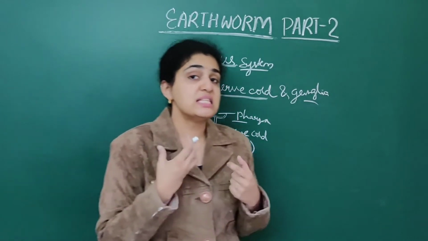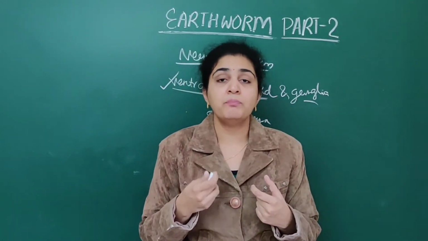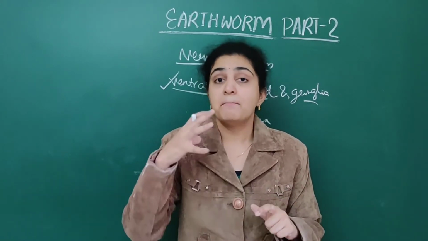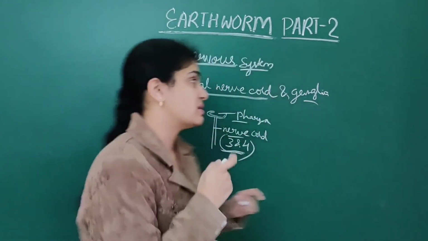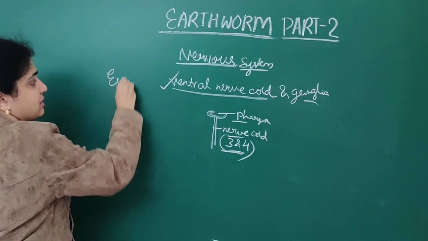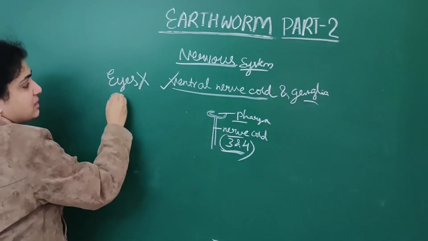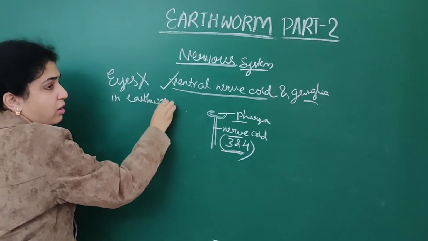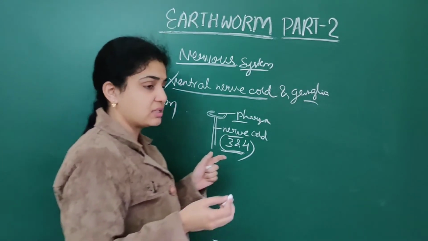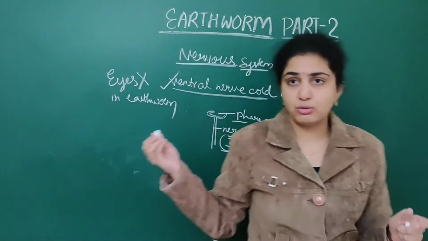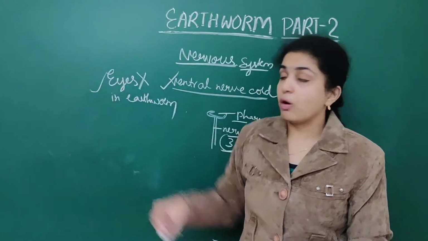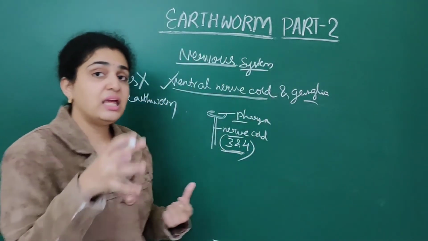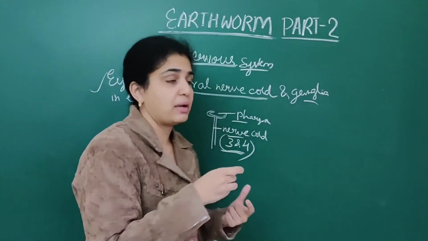When it comes to the sensory system of the earthworm, it does not have eyes, but chemoreceptors are present. Eyes are absent in earthworm. You all will think eyes are present in earthworm, but that is wrong. Important NEET question: what organs are absent in the earthworm? Eyes are absent, but they have numerous chemoreceptors.